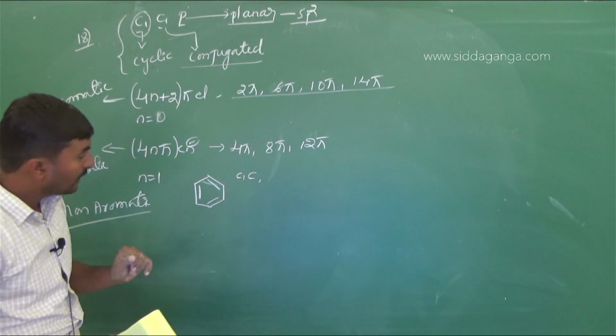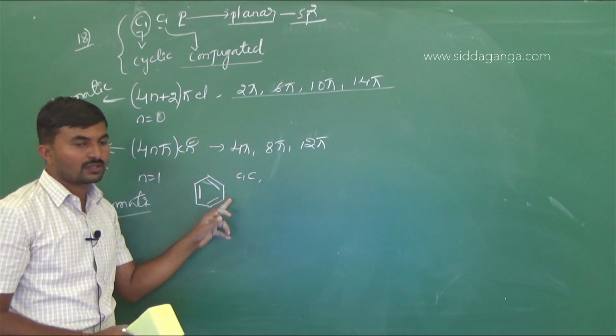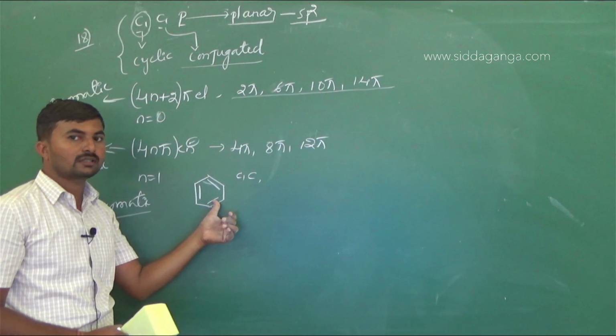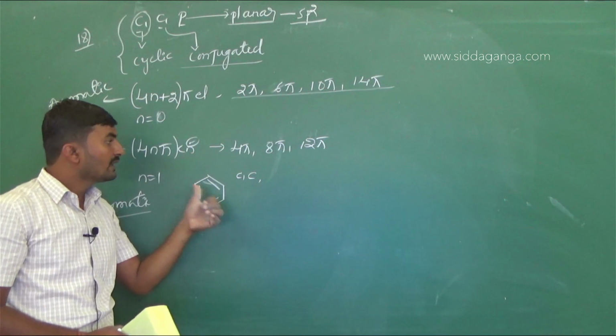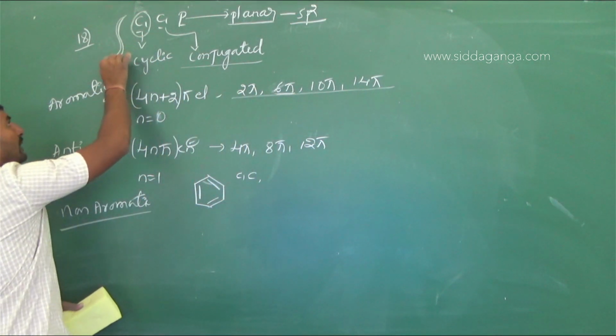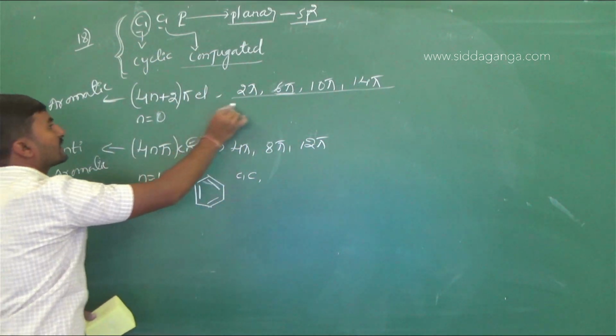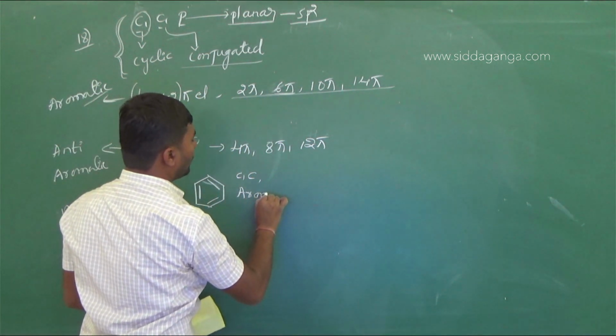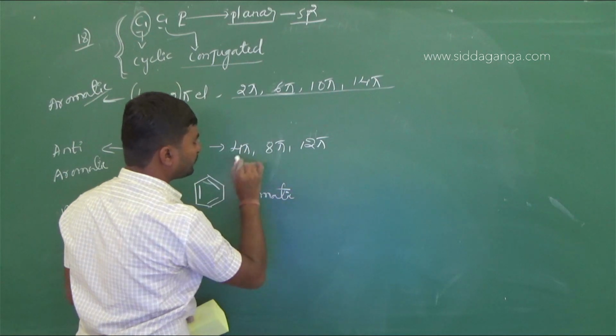Along with that, now count the number of pi bonds. 1 pi bond, 2 pi bonds, and 3 pi bonds. 3 into 2, total 6 electrons. 6 pi electrons, by satisfying the CCP condition, if the molecule is having 6 pi electrons, it is completely aromatic in nature. This is aromatic.